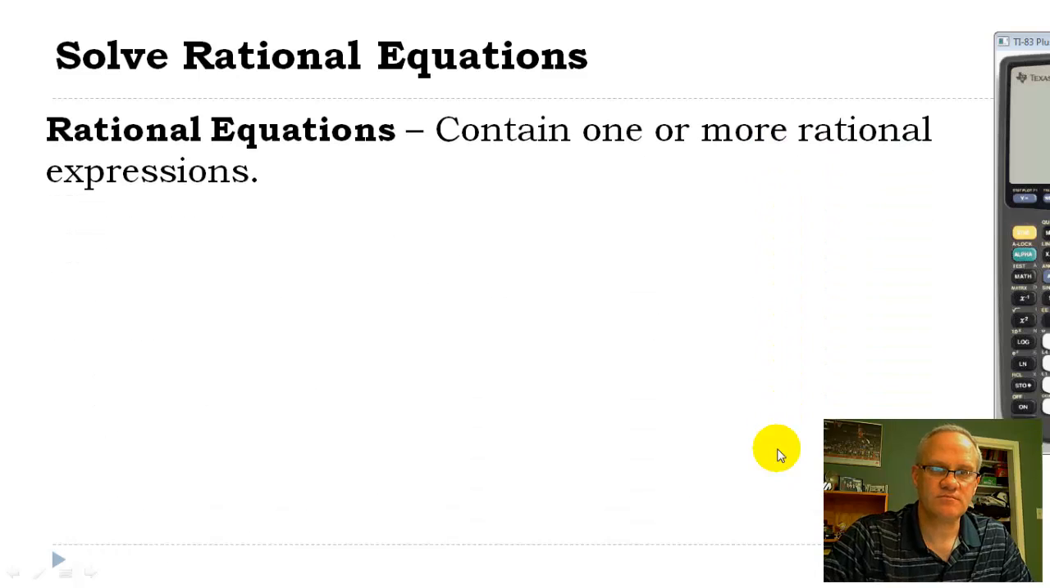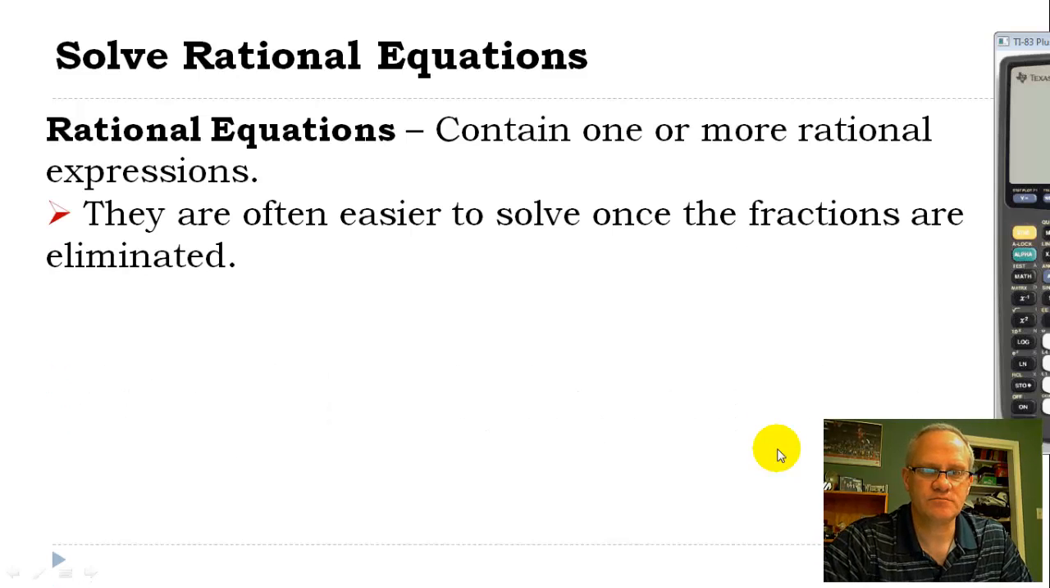All right. So first of all, remember, rational equations, like I said, contain one or more rational expressions, which means a rational expression has a fraction with a polynomial of some sort. So they're often easier to solve once the fractions are eliminated. That's what we're going to try to do today: get rid of the fraction, and then we'll just solve what's left.